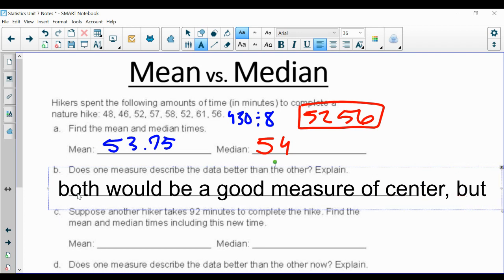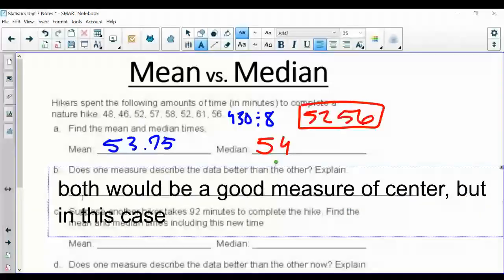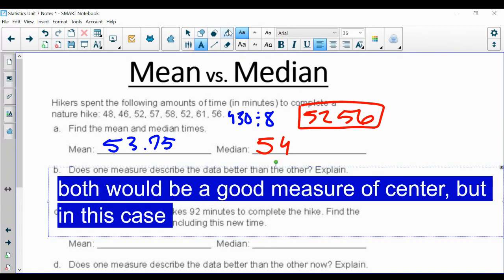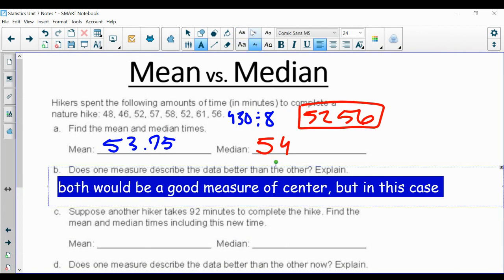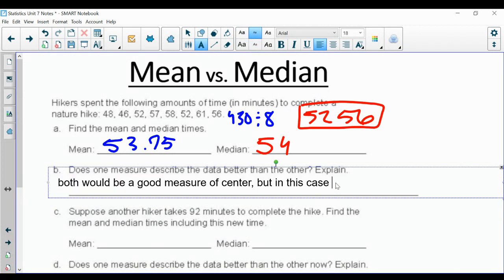But when you're talking about a measure of center, remember that that is a single number that's representing and describing your entire data set. So when we're only using one number, we want to make sure that we are being as accurate and detailed as possible. So because of that, we're going to want to use the mean. In this case, the mean is more detailed, more accurate.